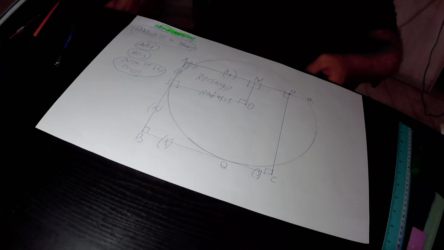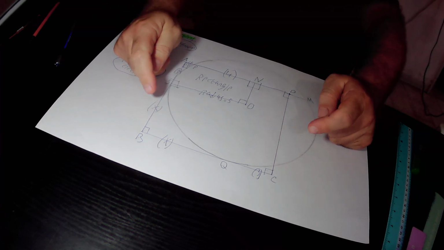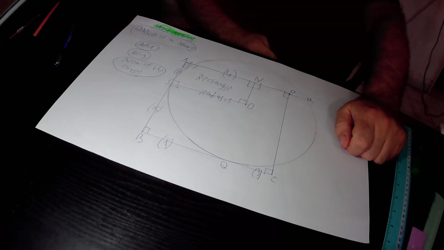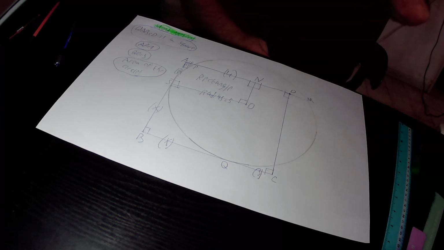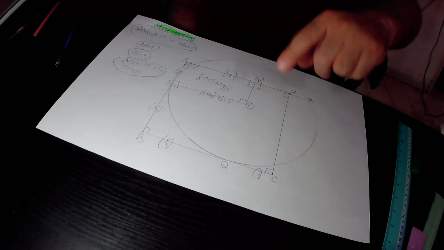So first of all, ABCD is a square, therefore all those 4 angles are right angles. We also know that in any square all the sides are equal to each other. So in square ABCD, side AB equals side BC.